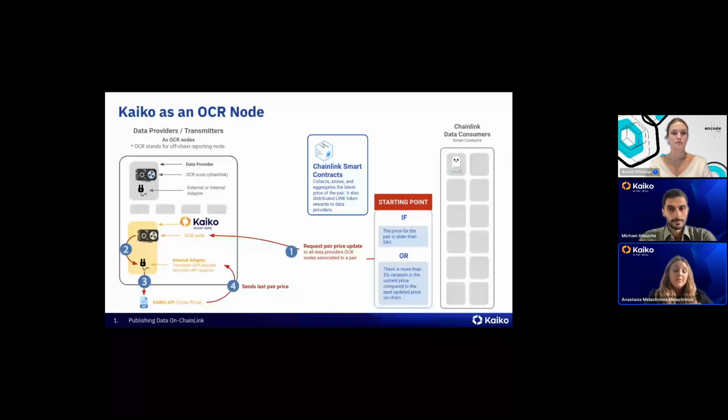So once it's requested from our API, it's then shared with our OCR node, and in parallel, all the other OCR nodes of this given pair, so all the other data providers that you have seen in the screenshot in the slide before, actually also request the price of this pair. So everyone can actually end up having a price to send to the Chainlink smart contracts. However, what happens once everyone has actually stated their price on the OCR environment is that only one of the OCR nodes is selected to publish the price on chain.